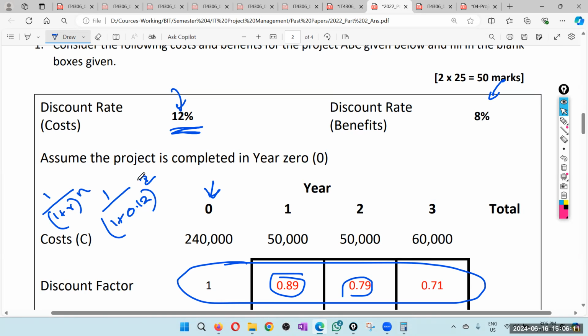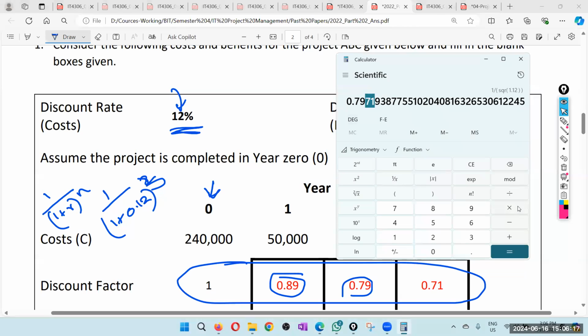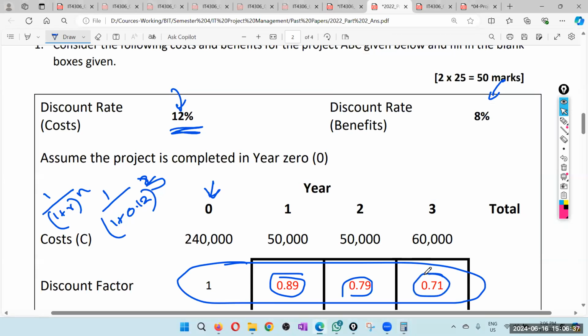Right. What about the next one? It is 3 years, so therefore this is 3. That is 1.12 power of 3, then take the 1 over value. That is 0.71. Right, so now you got it. Okay. So that is the discount factor.